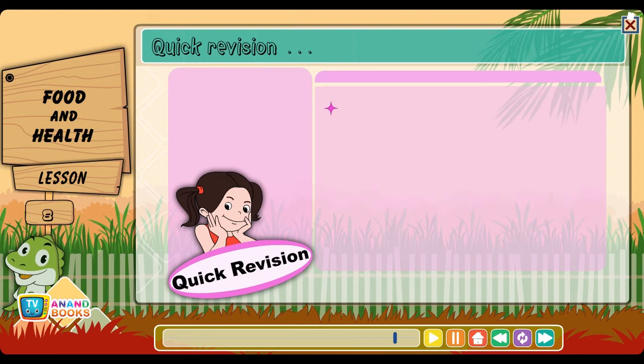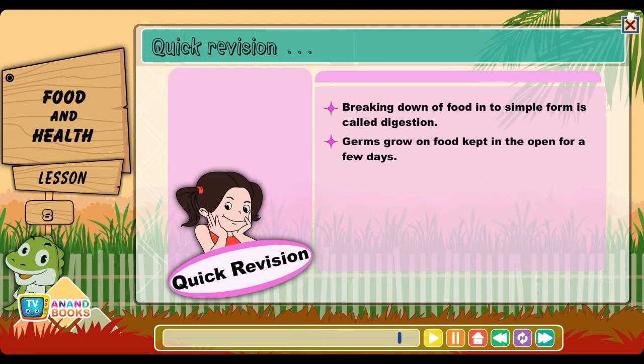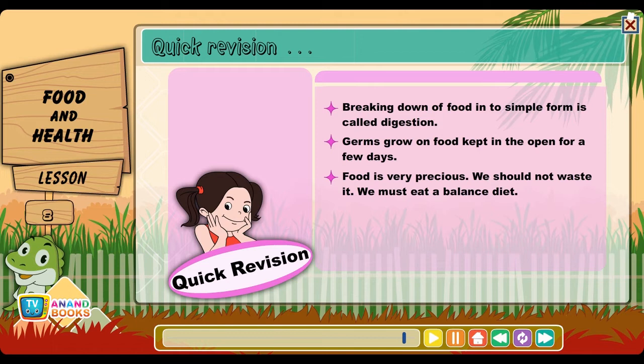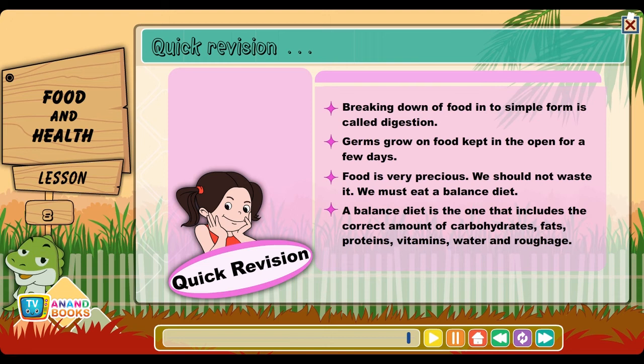Breaking down of food into simple form is called digestion. Germs grow on food kept in the open for a few days. Food is very precious. We should not waste it. We must eat a balanced diet. A balanced diet is the one that includes the correct amount of carbohydrates, fats, proteins, vitamins, water and roughage.